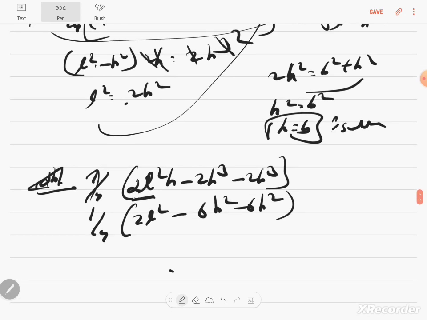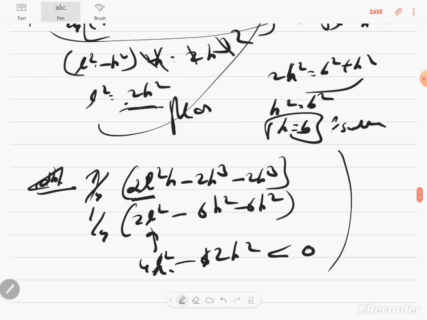And you know that L square itself is 2h square. Substitute here, it will become 4h square minus 12h square, which shows that it's definitely negative. And therefore whatever area you got is the maximum area. Okay, that's the sum, beautiful sum.